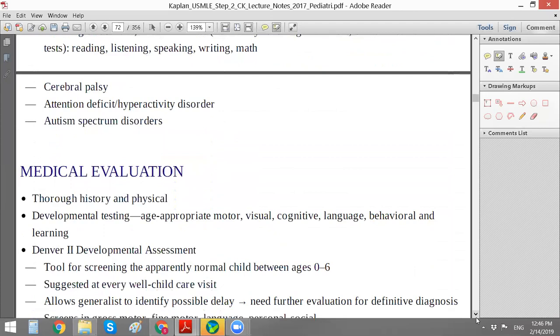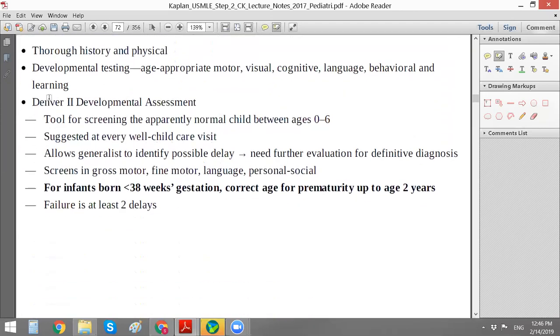Medical evaluation and the Denver II developmental assessment are suggested at every well child care visit. It allows generalists to identify possible delay, which needs further evaluation for a definitive diagnosis.